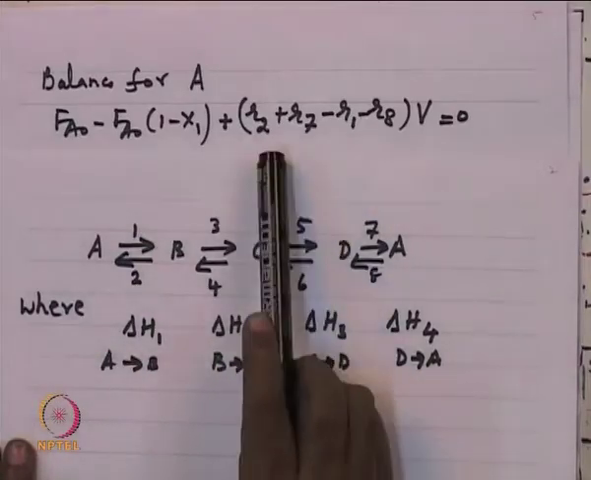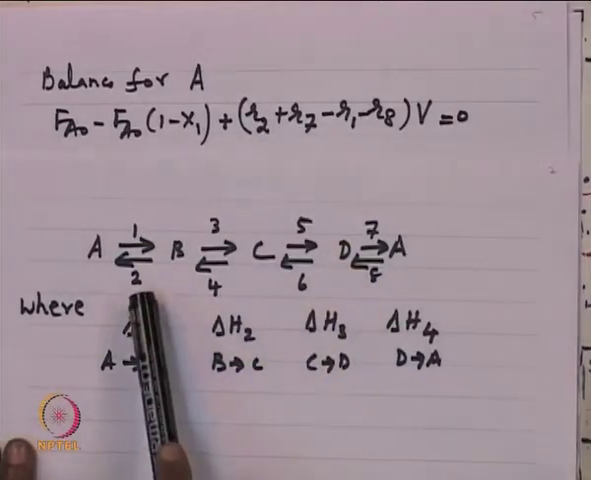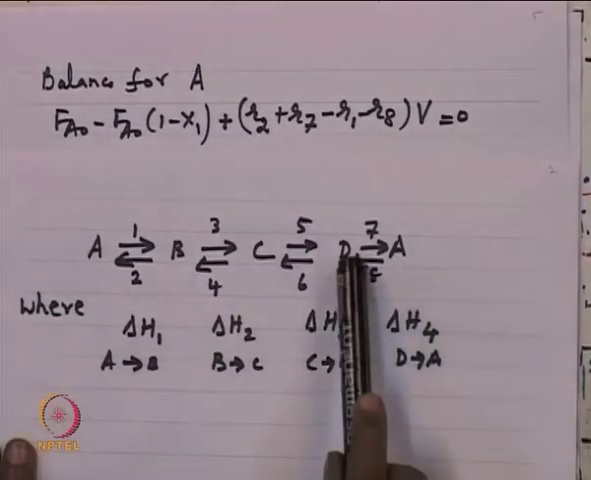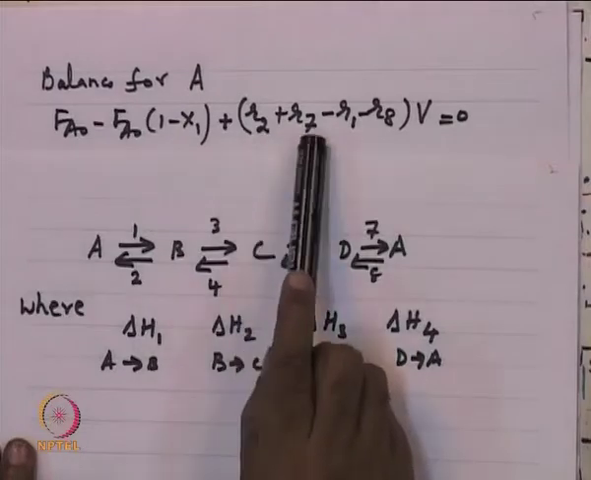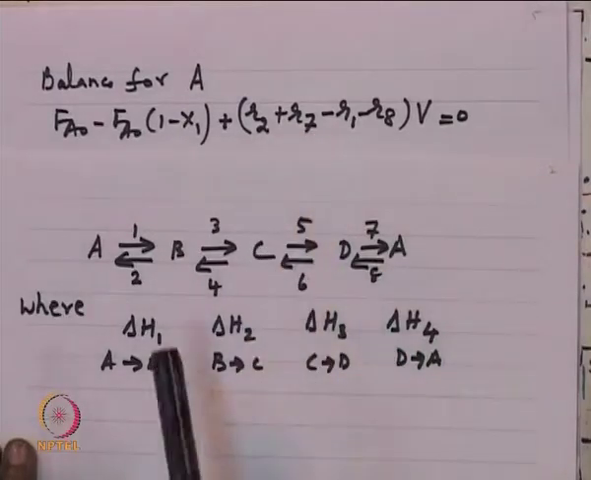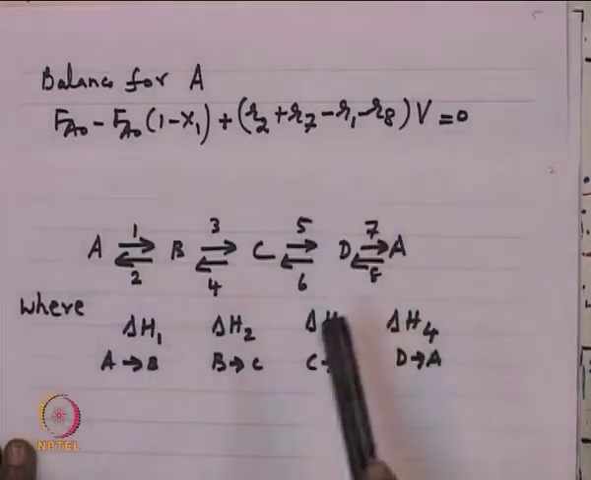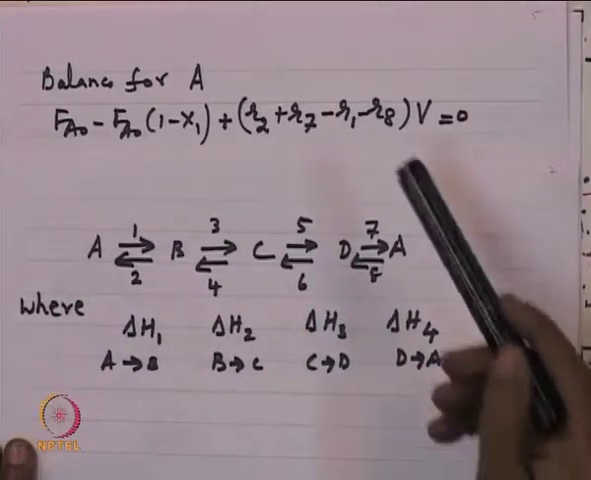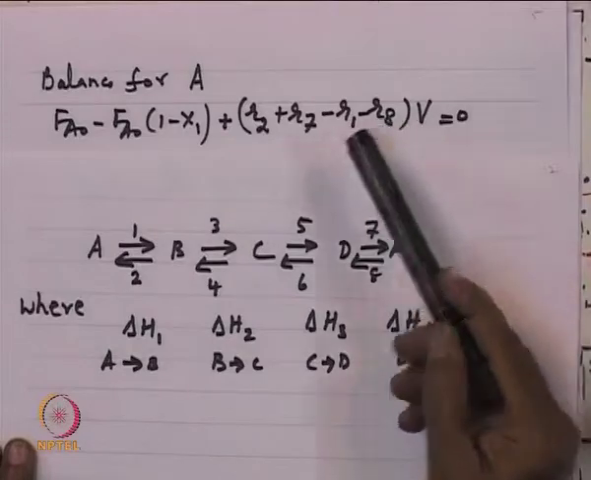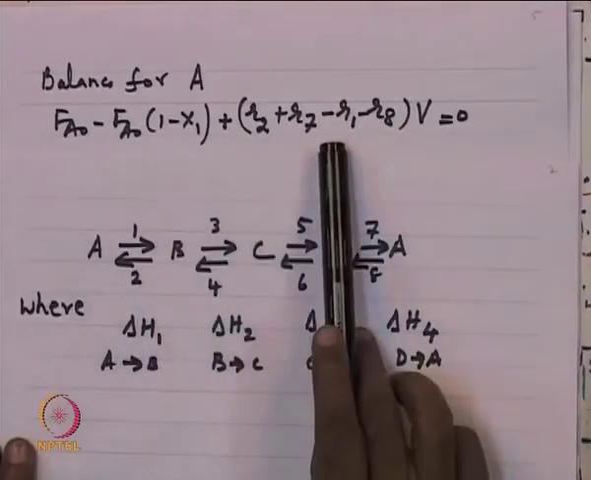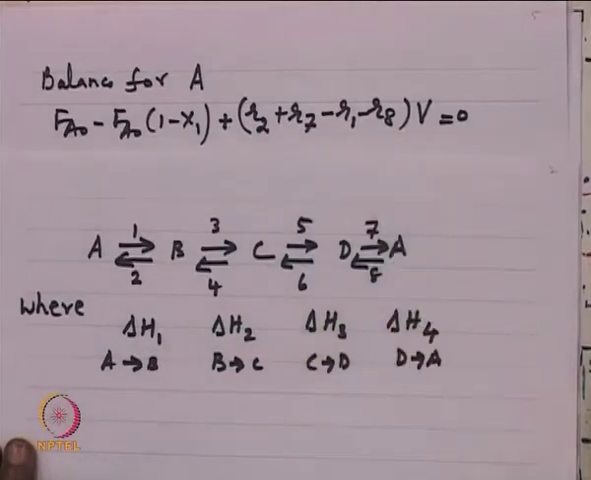R2, look at all the generations now. A is generated from reaction 2, A is generated from reaction 7, that is why I have written R2 plus R7, they are both positive. And A is consumed in reaction 1, so minus R1, A is consumed in reaction 8, so it is written with a minus sign. So, the signs are as we expect: R2 plus R7 minus R1 minus R8, multiplied by V, equal to 0.